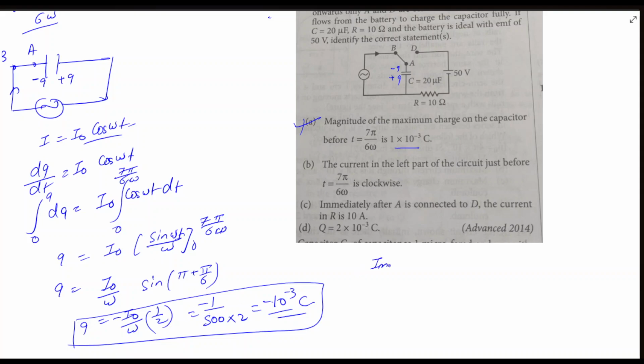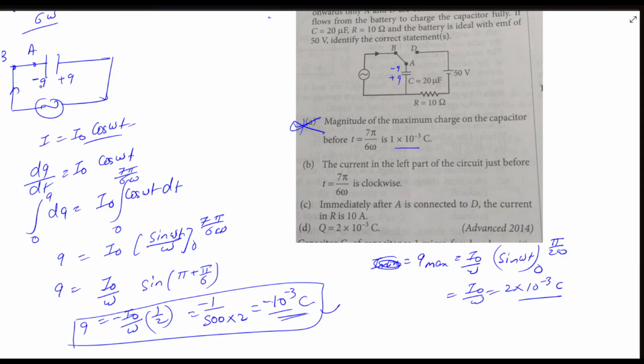So the maximum charge Q max will be I naught by omega sine omega t from 0 to pi by 2 omega. At this time, the charge will be maximum. So it will be I naught by omega, right? This is I naught by 2 omega. So it will be 2 into 10 raised to the power minus 3 coulomb. So this A option is absolutely wrong. Okay. At this time, definitely charge is this.